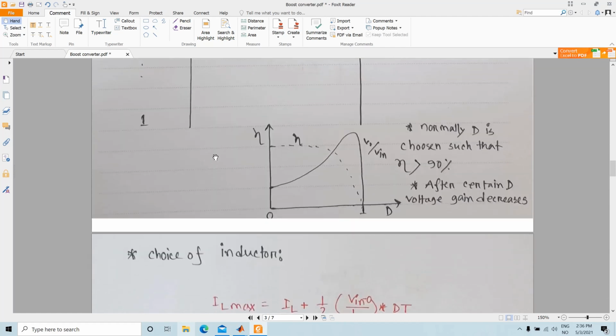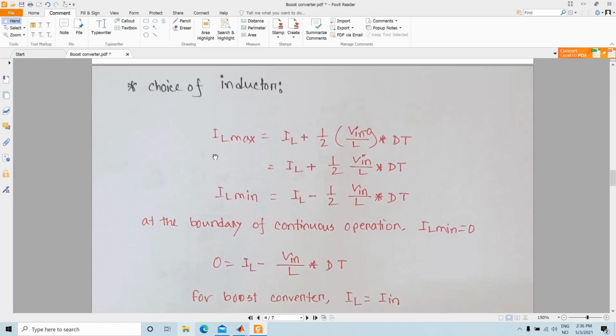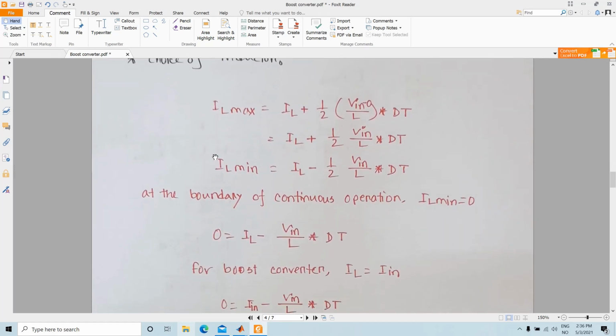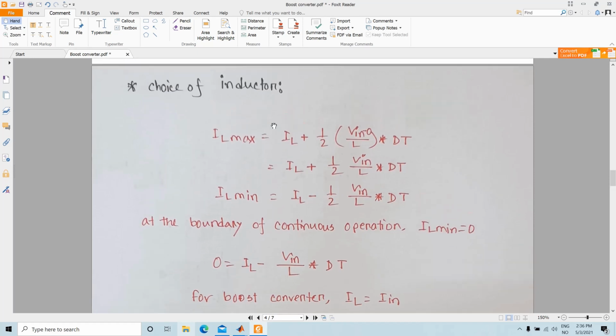Now if we look at the choice of the inductor, this choice lies on the inductor current, and for continuous inductor current, that means for the time when the inductor current is not going to 0, we have to derive what should be the value of the inductor so that our inductor current does not go to 0.